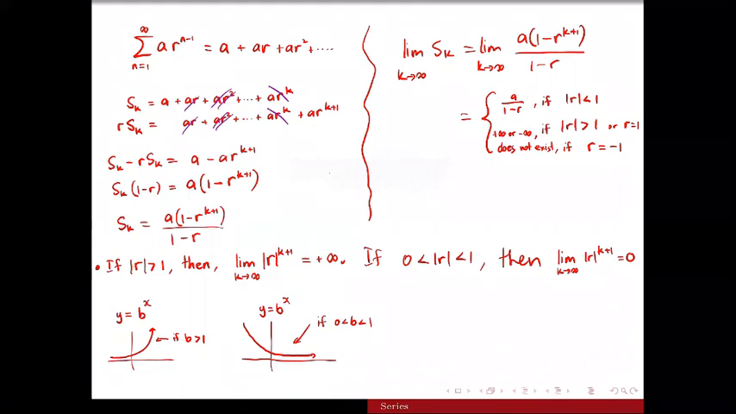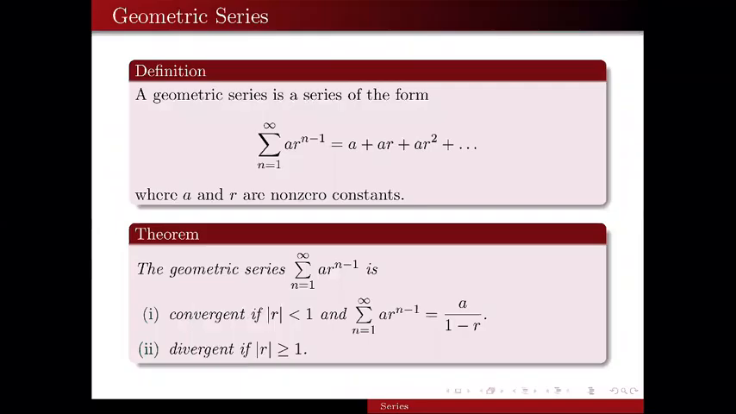So because of this analysis, we have the theorem. Okay? We got this theorem. Convergent has a limit, okay? And the limit is this guy, if your r in absolute value is less than 1. And divergent could be plus infinity, could be minus infinity, could be does not exist. So divergent if the absolute value of r is greater than or equal to 1.